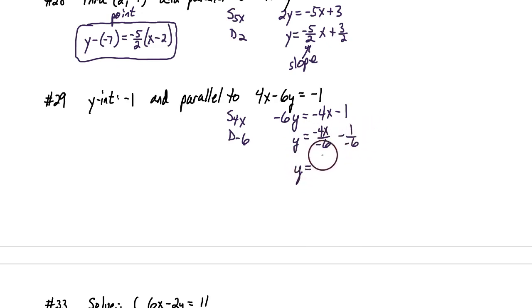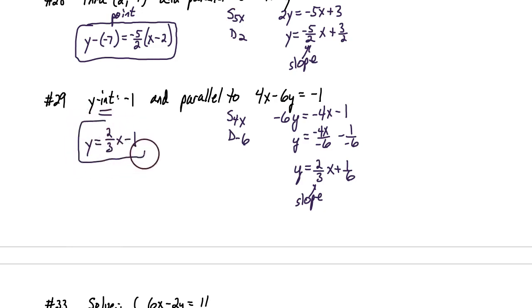Let's simplify this. Negative divided by negative is positive. 4 over 6 reduces to 2/3 x. Negative divided by negative is positive, and this is 1/6. The reason that we changed the form was to find that slope right there. We have the slope and the y-intercept. Let's use slope-intercept form this time. Y equals, fill in the m, and then fill in the b. There's our equation.